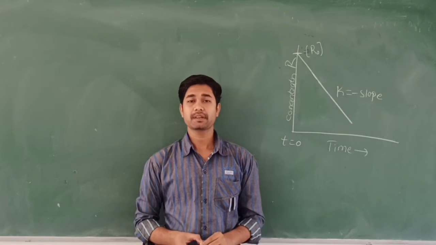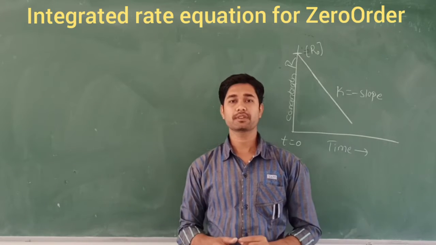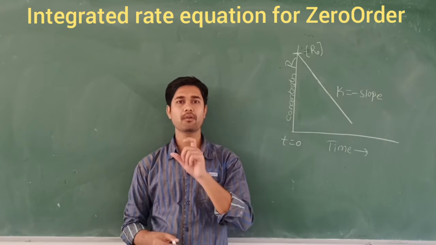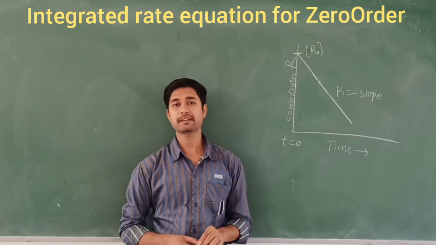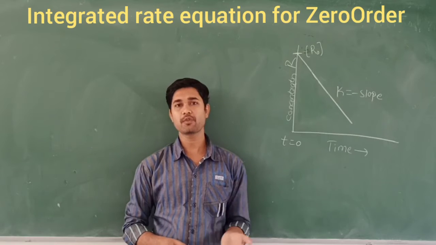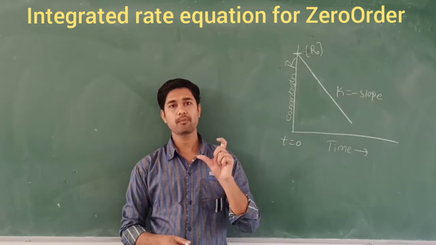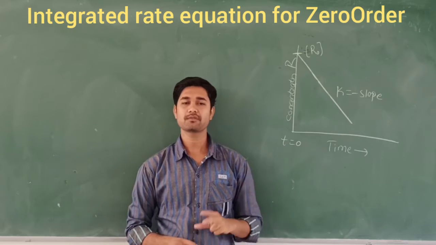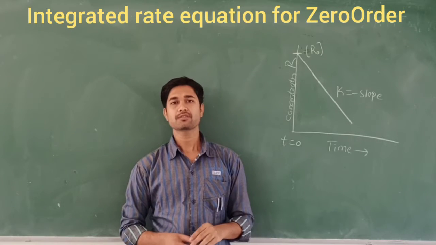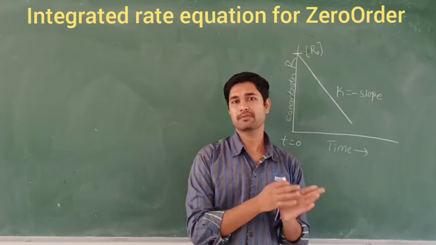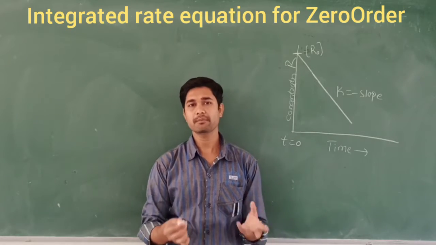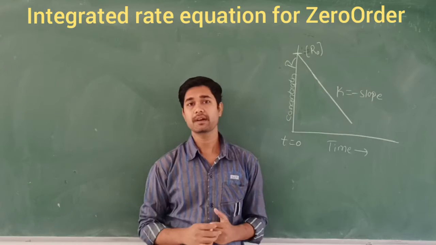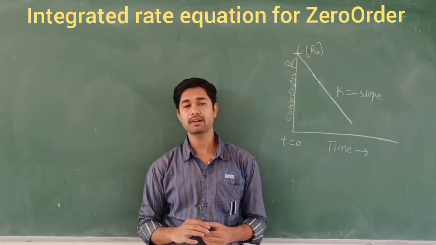Let's discuss the integrated rate equation for the zero order reaction. Before studying this, we have already studied the instantaneous rate equation, right? It is obtained from the slope of the tangent drawn to the curve at an instant in the concentration versus time graph, right? We are not going to use this because it is not convenient and not accurate for establishing the rate law or the order of the reaction.